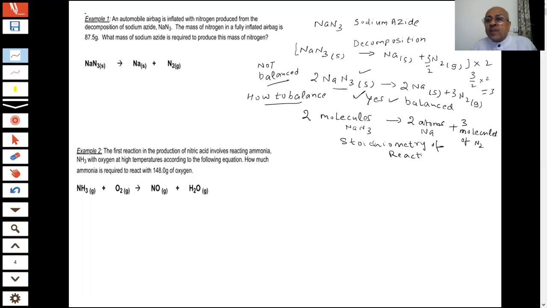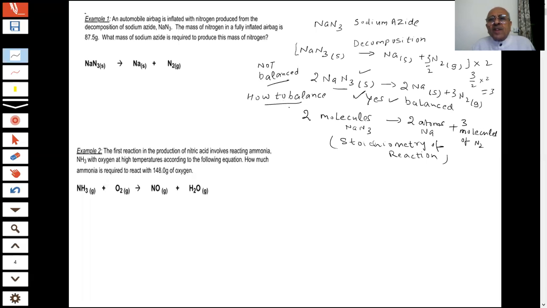This is what I'm trying to tell you. This is the stoichiometry of the reaction, students. Stoichiometry means I must balance the reaction. And then I say, okay, this two of this means 2 molecules of this produces 2 atoms of sodium, and 3 molecules of nitrogen gas, students.